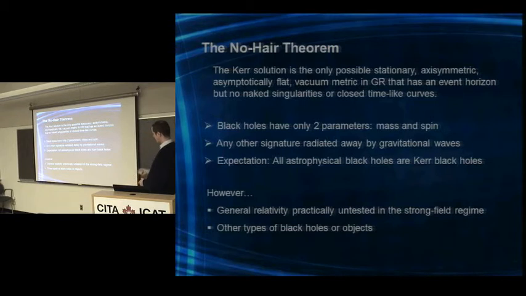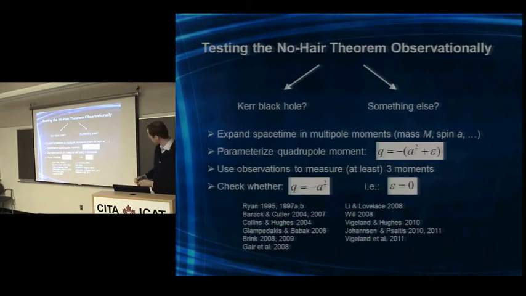First of all, as I said, general relativity still stands untested for the most part in the strong field regime. And there are a number of alternatives. You can have a different kind of black hole. You can have a different kind of object, or even things that we don't really know about. Finally, you can have some kind of stellar configuration. So this is something that we want to do, and I want to do this observationally. And the question that I'm asking is: is it a Kerr black hole, or is it something else?